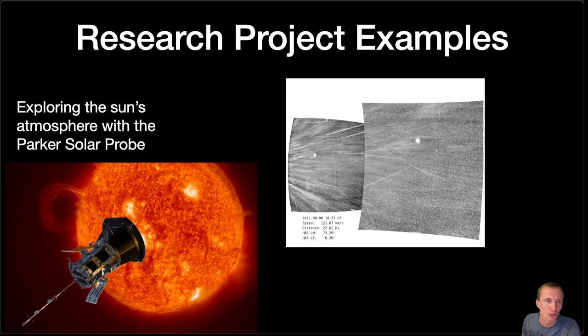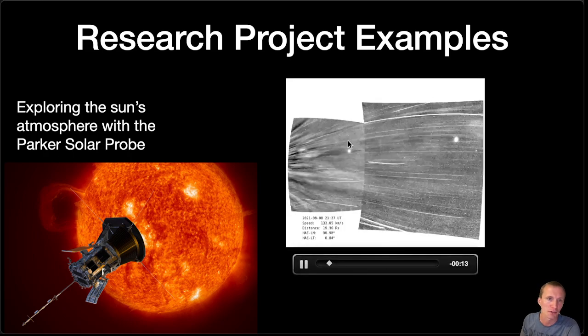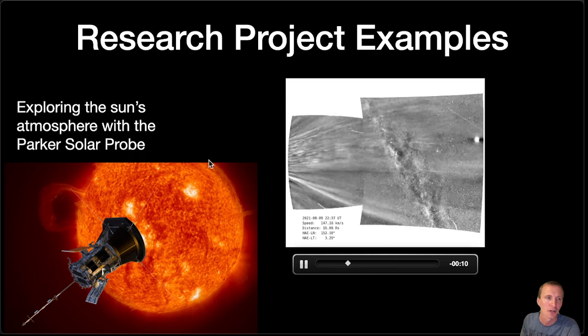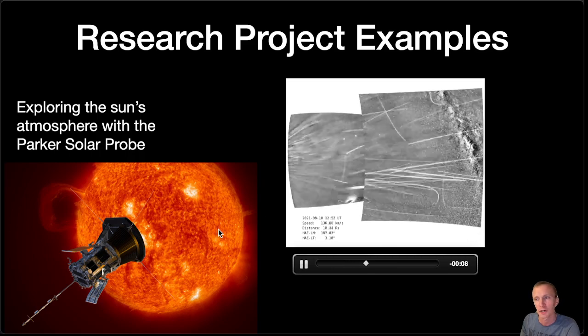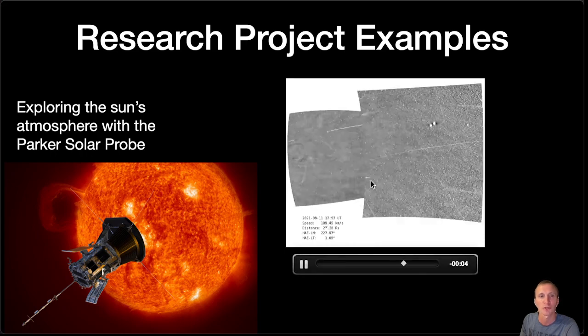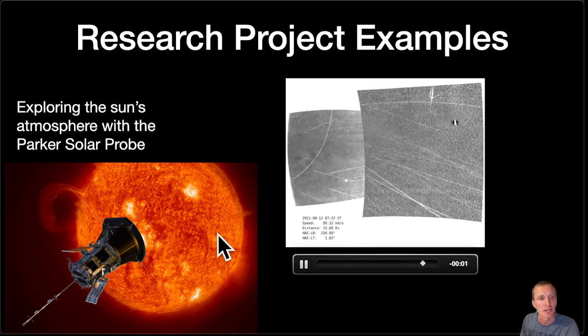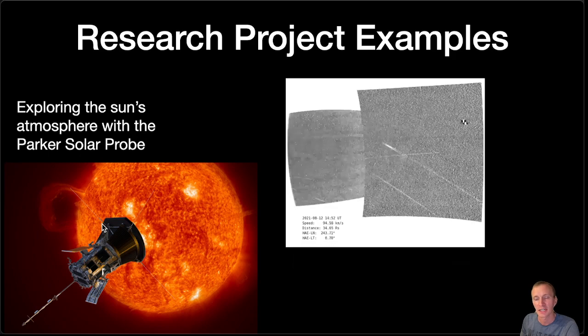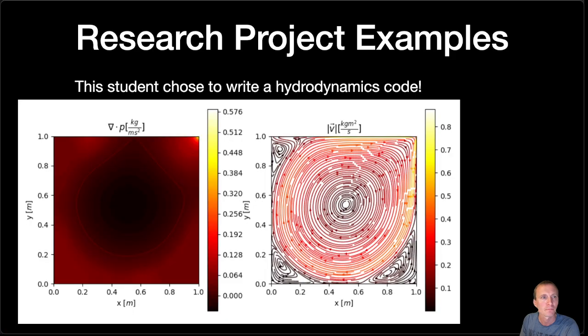I already mentioned the Parker Solar Probe, but this was a title from last year, I believe, so exploring the sun's atmosphere with the Parker Solar Probe. I don't know exactly what this entailed, but again, it's an instrumentation, observational project, taking data from this spacecraft that's flown through the solar atmosphere. And I know the group at Queen Mary doing work on plasma physics does things like numerical simulations of the plasmas, trying to understand how they behave, and trying to explain and understand the observations that we're seeing from instruments like the Parker Solar Probe.